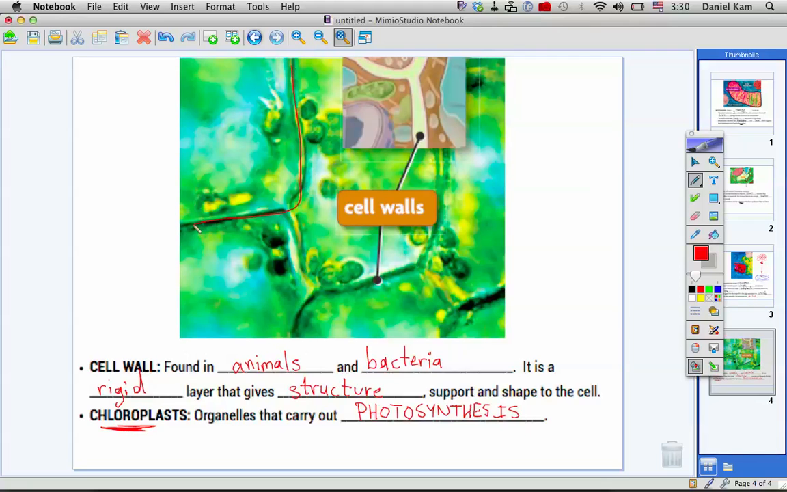These things are very tough. So they're rigid and they provide structure and support to the cell. And the chloroplasts are the things that carry out photosynthesis, which we will talk about more in the next chapter.